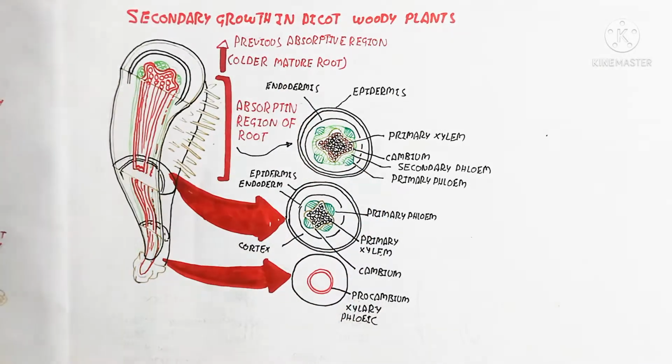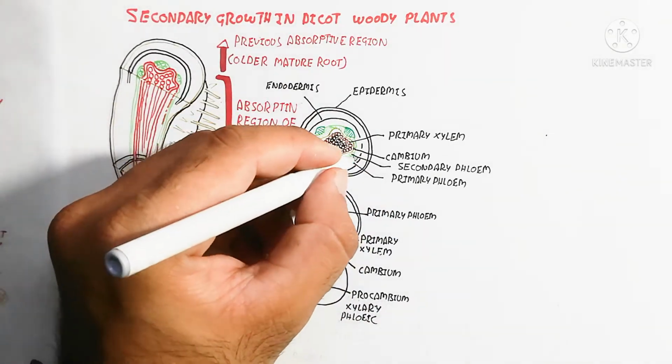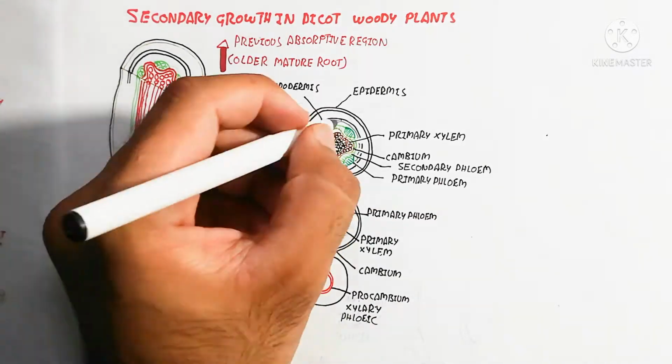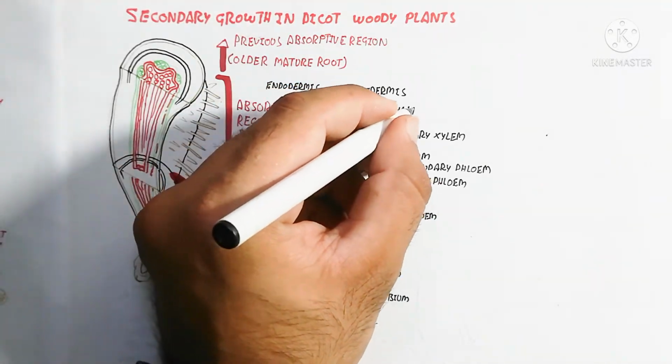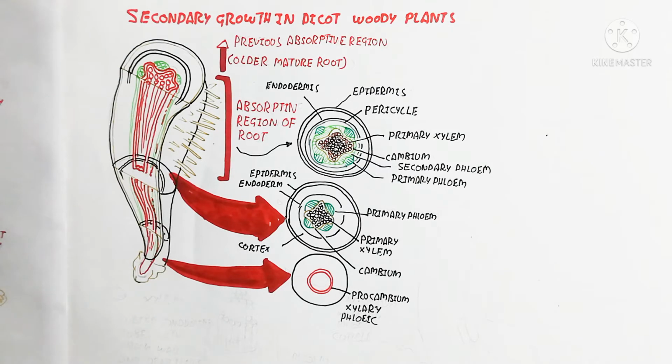So the secondary xylem moves from outer to inward, while the primary xylem remains inside. It means it creates a pith between the xylem.